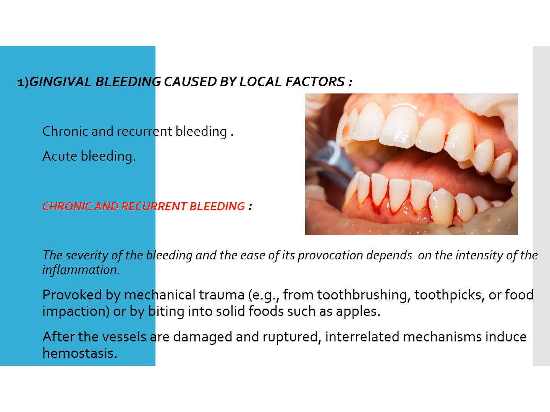As the name indicates, it is due to a chronic cause, or recurrent bleeding is due to frequent provocation by any factors. So the severity of bleeding and ease of its provocation depends on the intensity of inflammation. When there is gingivitis, there will be bleeding on probing. This can be provoked by mechanical trauma like toothbrushing, toothpicks or food impaction, or by biting into solid food such as apples. After the vessels are damaged and ruptured, interrelated mechanisms induce hemostasis.